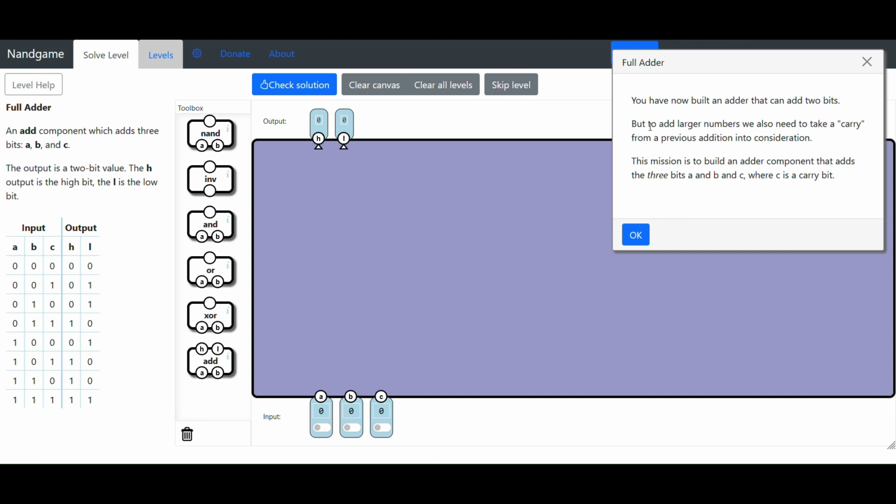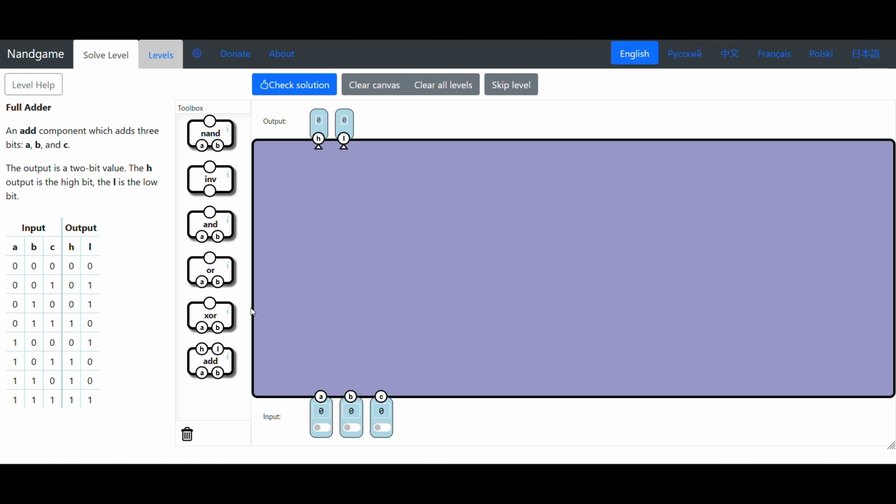Now our full adder. So now we're making a full adder. So we can use our two AND gates to take a carry from our previous addition into consideration, as seen by here. So now we've got our three inputs. Just get our half adders here.